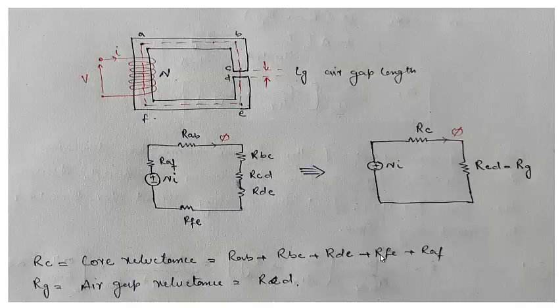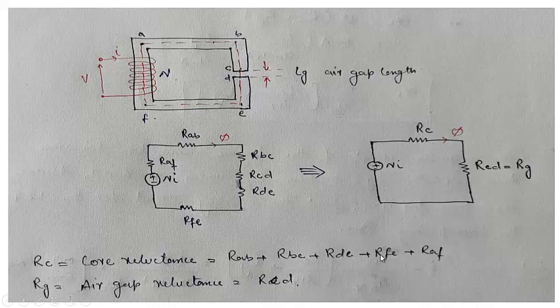Now let us describe one more circuit in which we have an air gap. When we replace it by an electric circuit, we have Ni, the forcing function. We have the reluctance between A and F, between A and B, between B and C, between C and D, between D and E, and between A and F. In this case, the reluctance of all the core limbs will be the same in nature; only they will depend upon the length.